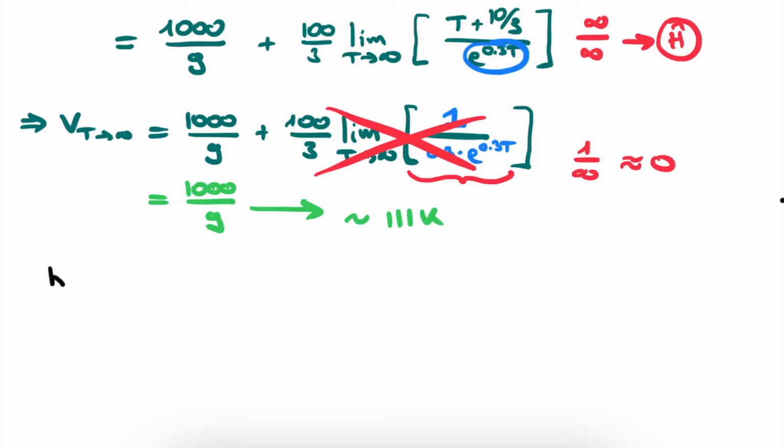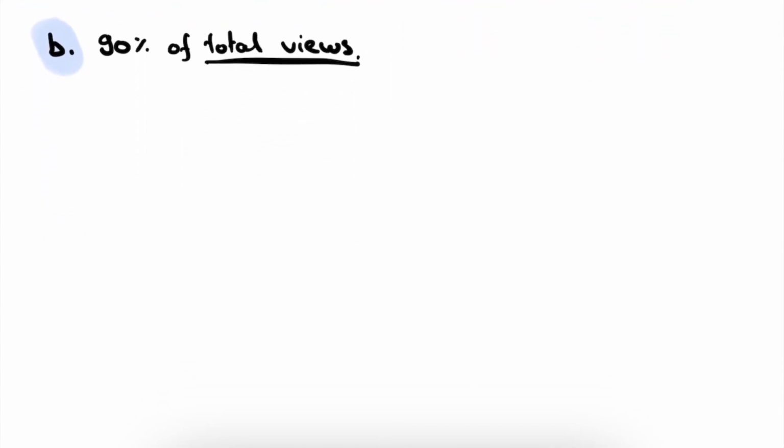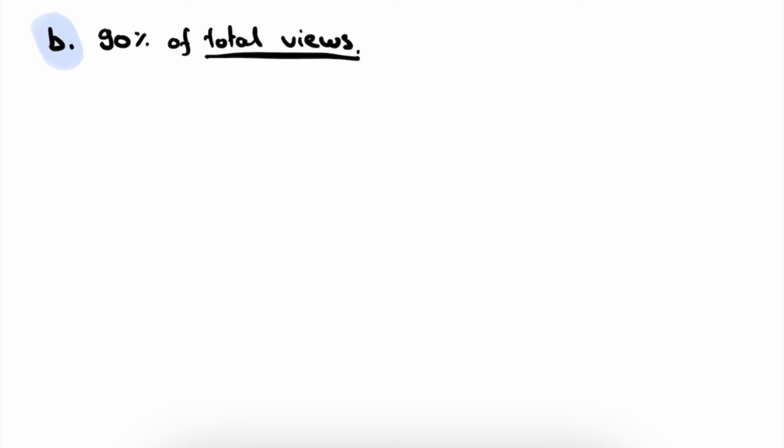This of course directly brings us to the second part of this exercise, which is finding t, the number of days after release, at which we are at 90% of the total views. And since at this point we have the total number of views, namely v when t goes to infinity, or 1000 divided by 9, we can simply find t. So how will we do this very last exercise?